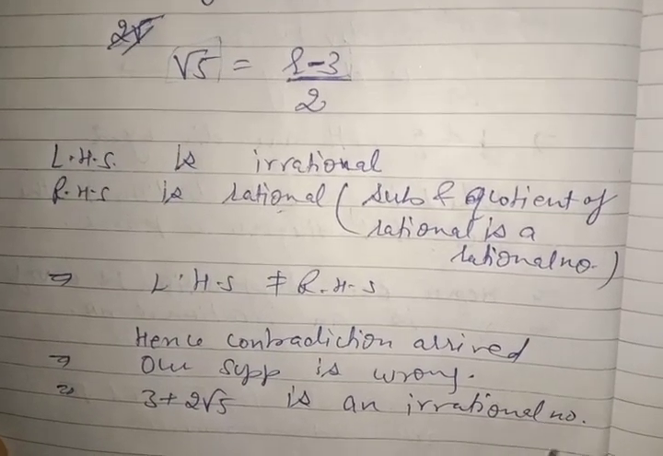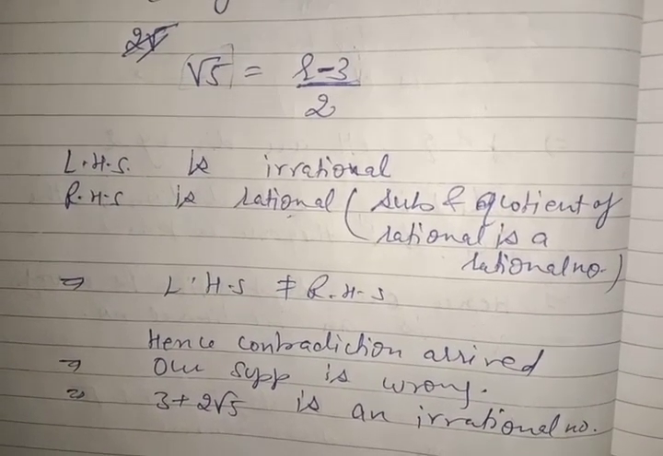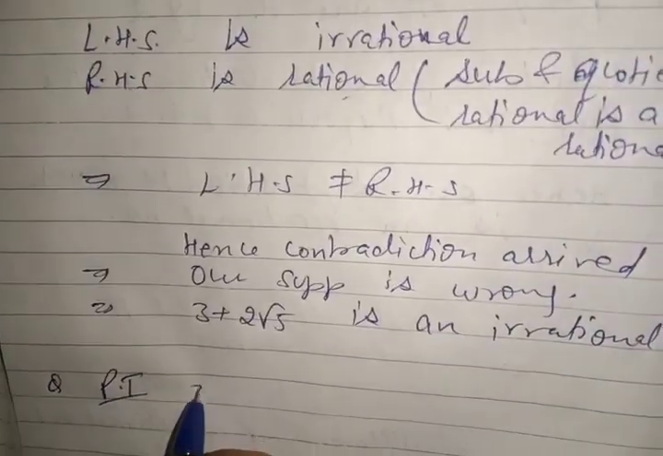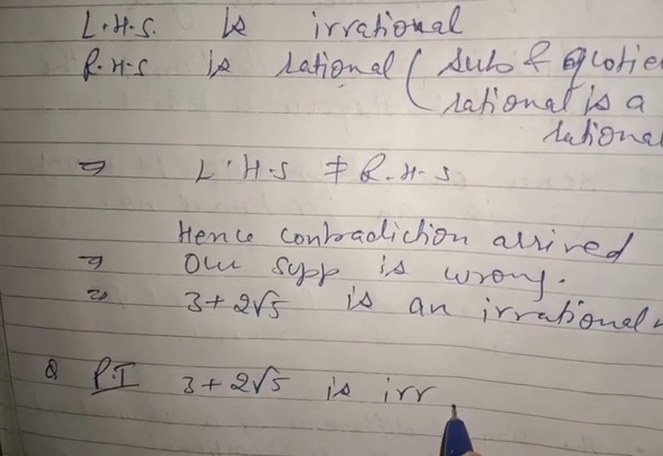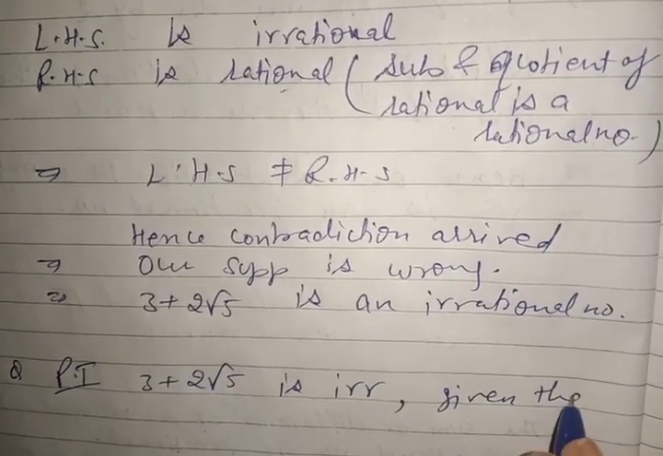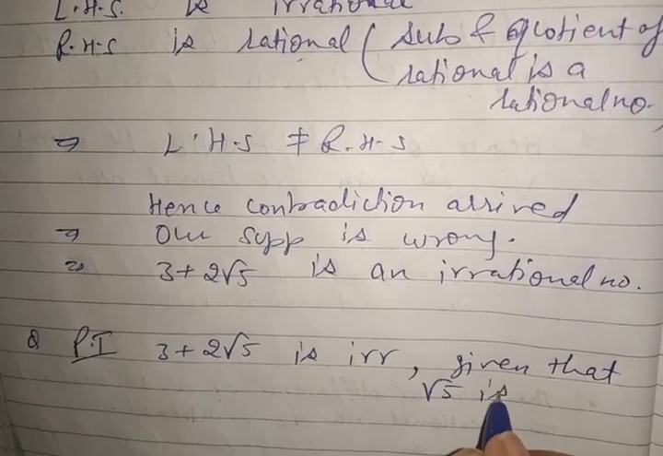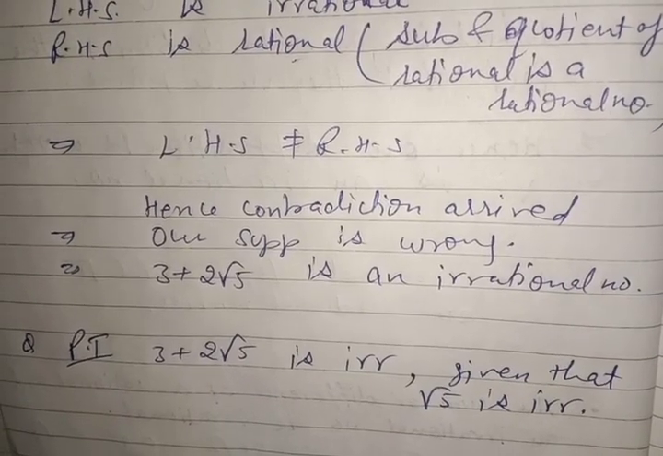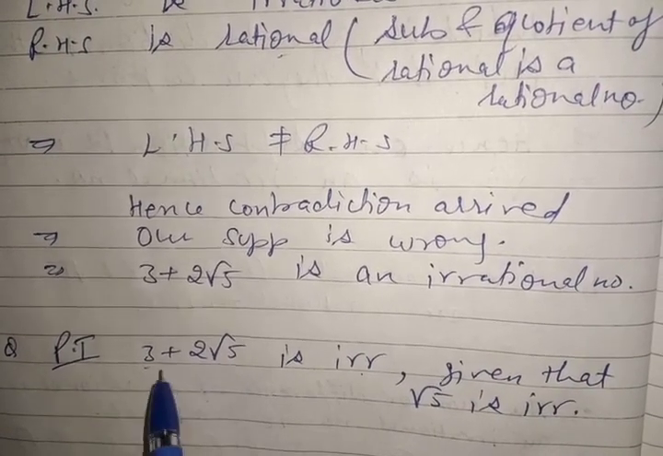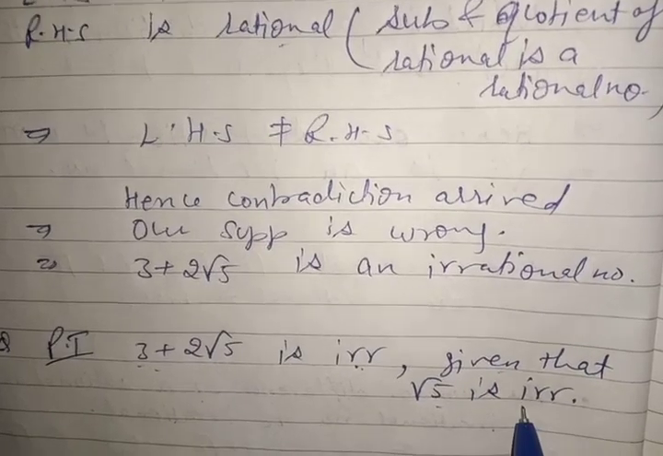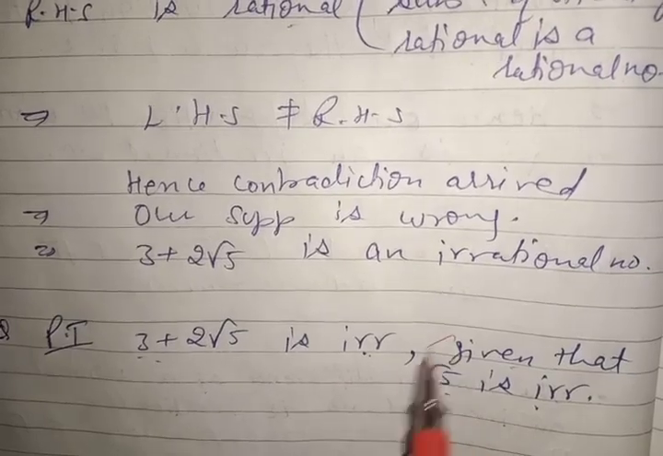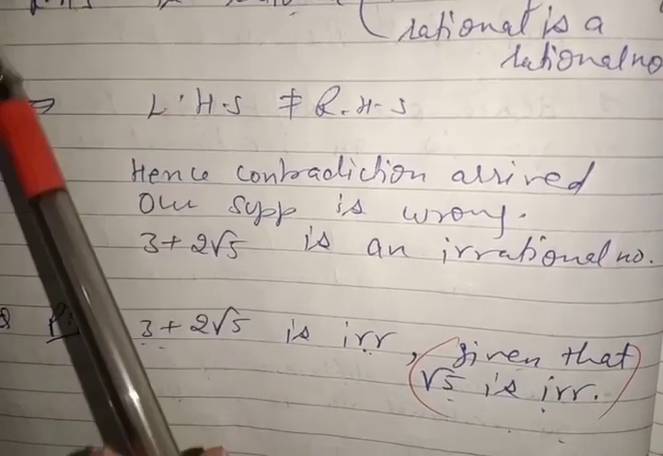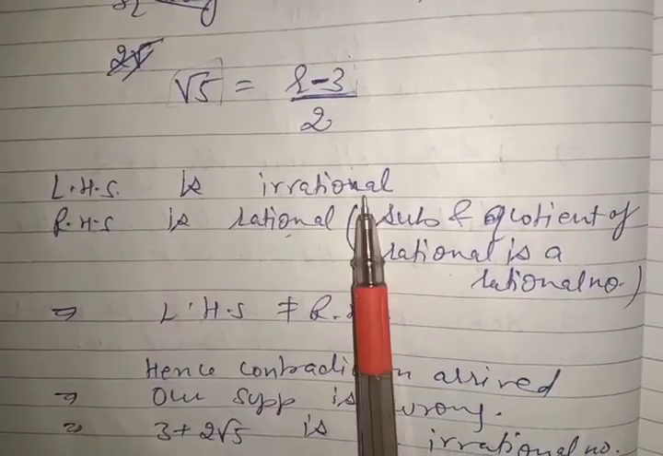Now I am telling you how it will be asked in the exam. This can be asked in an exam question: Prove that 3 plus 2 root 5 is irrational, given that root 5 is irrational. Prove that this is irrational given that this is irrational. Given means in the question it is given that this is irrational. Root 5 I have written directly in the question. The left hand side is irrational.